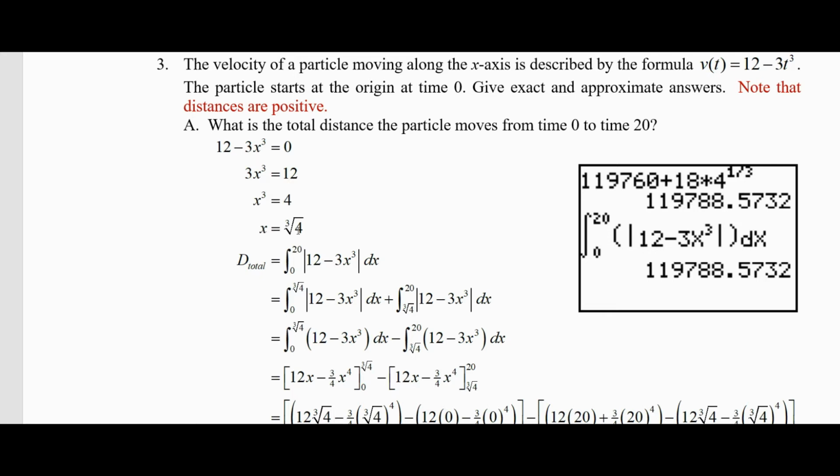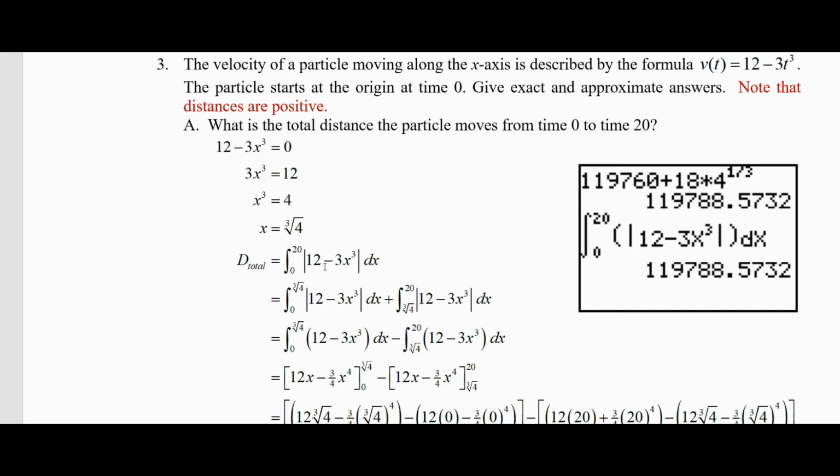But then when we get past the cube root of 4, which is not very big, so it happens pretty quickly, from there on we're turned around and going back the other direction. So it's going in the positive direction for a little bit and the negative direction for a little bit, but you want to add those together. And so the total distance is the integral of the absolute value.